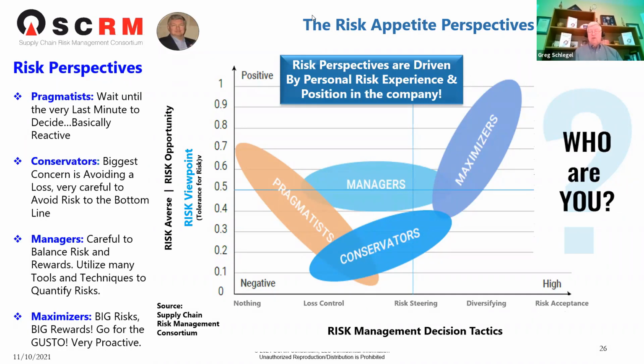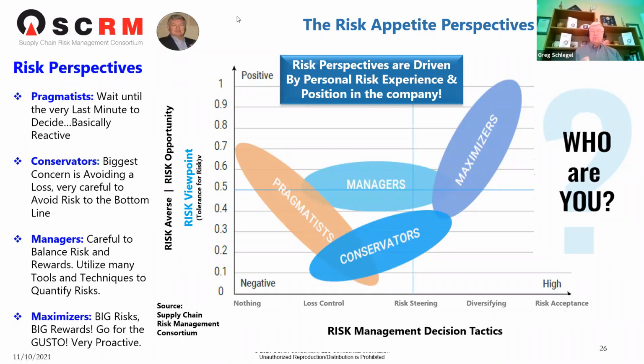And then the gray are maximizers. Essentially, they're the big risk takers. They see big rewards. You know the classic deal, high risk, high reward. They go for the gusto. We call these folks gamers, all right?